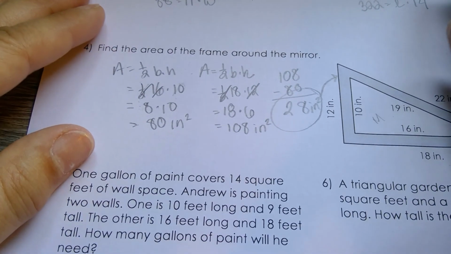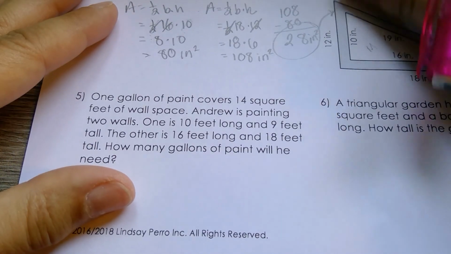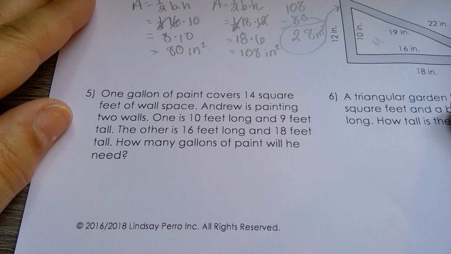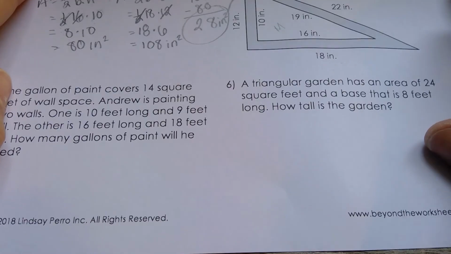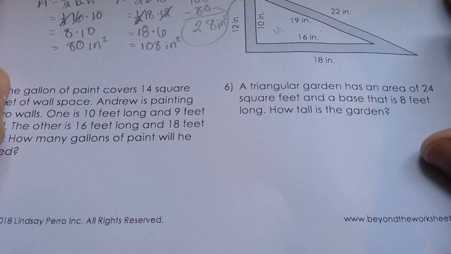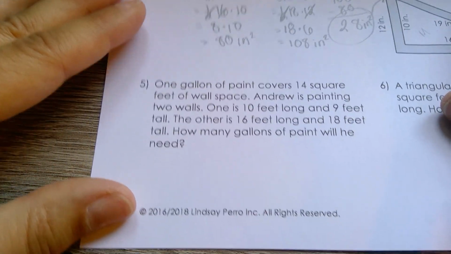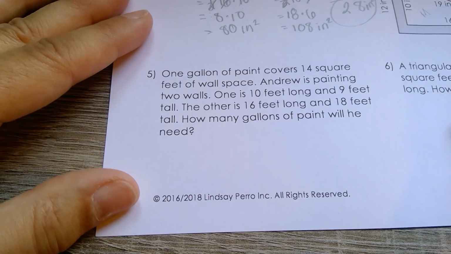All right. All right. You can do that one. So I guess we'll do 5 together. And then I'll let you guys do 2, 3, and 6.